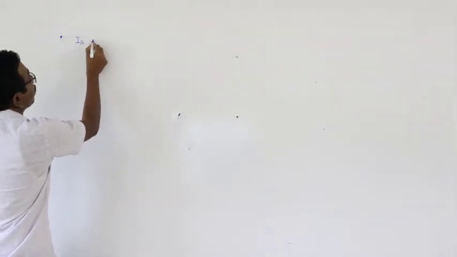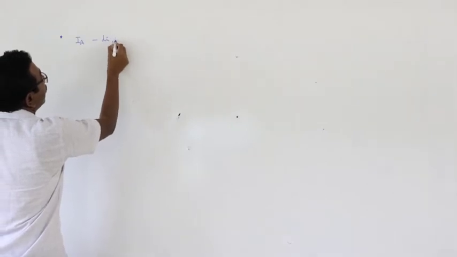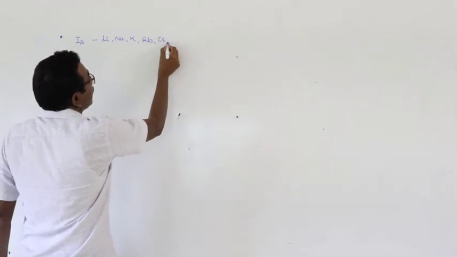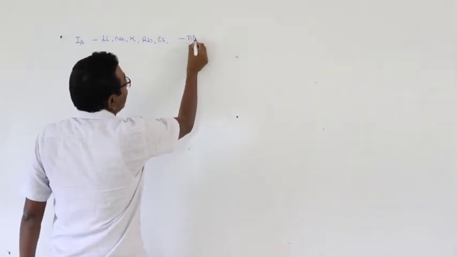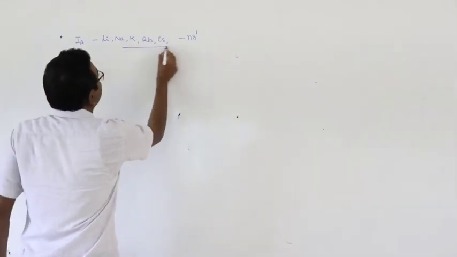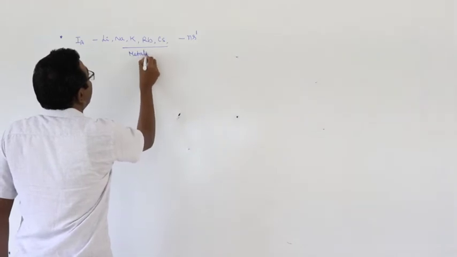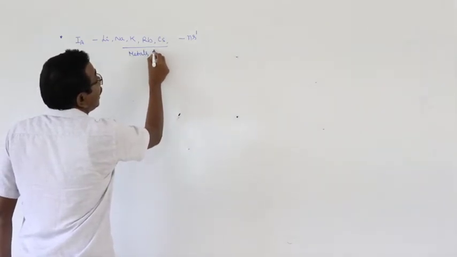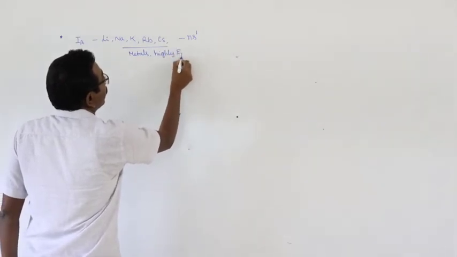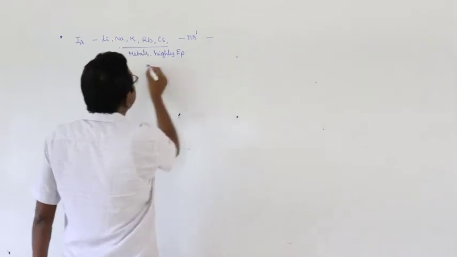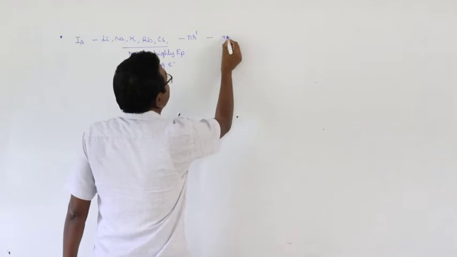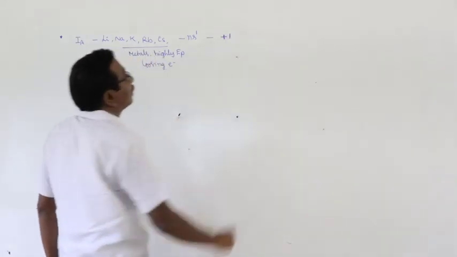In case of first group elements like lithium, sodium, potassium, rubidium, cesium, etc., the general electronic configuration is ns1. Here these are all metals and they have high electropositivity, means they are highly electropositive. So they have the tendency of losing electrons. So they exhibit the oxidation state +1.